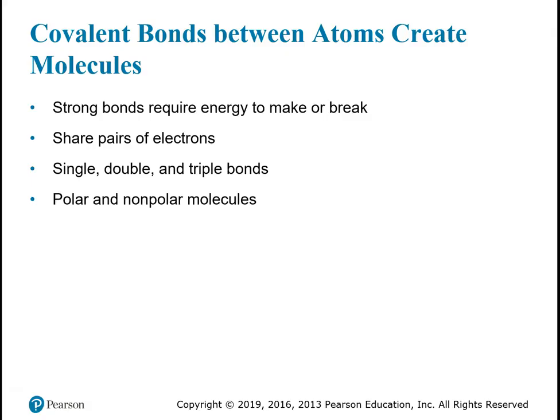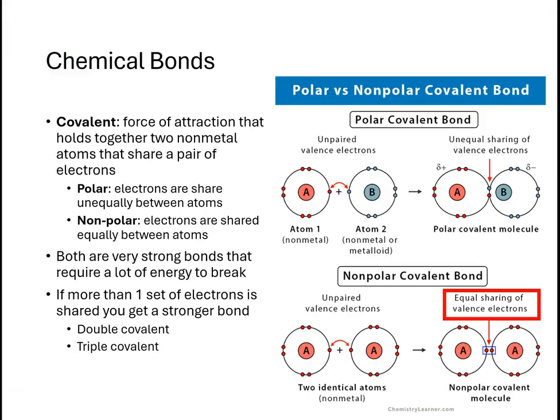This is a shared pair of electrons. This can be single, double, or triple. So atoms can share 1 pair of electrons, they can share 2 pairs of electrons, and they can share 3 pairs of electrons to make a single, double, or triple bond. And we have both polar and non-polar forms of these covalent bonds based on how equally shared those electrons are, because they are not always equally shared between the atoms involved.